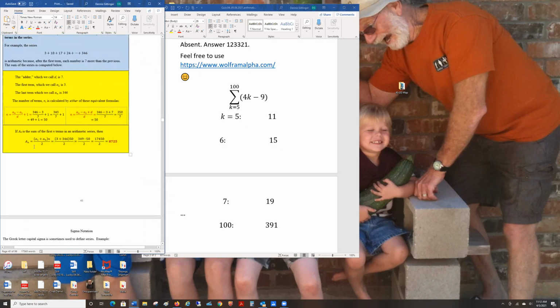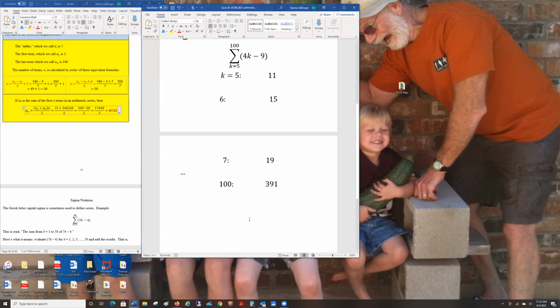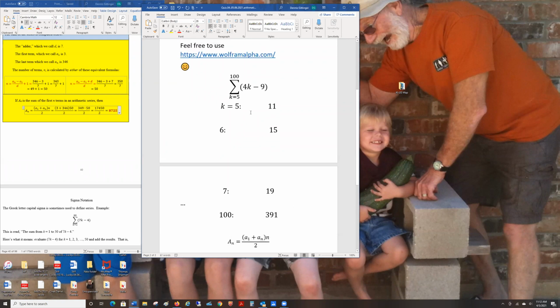Here it is. So what we need for this formula is three things. It's usually called capital A sub n, at least in this country. We need to know what A sub 1 is. Well, what's A sub 1? That is this, A sub 1. That's 11. And what does A sub n mean?